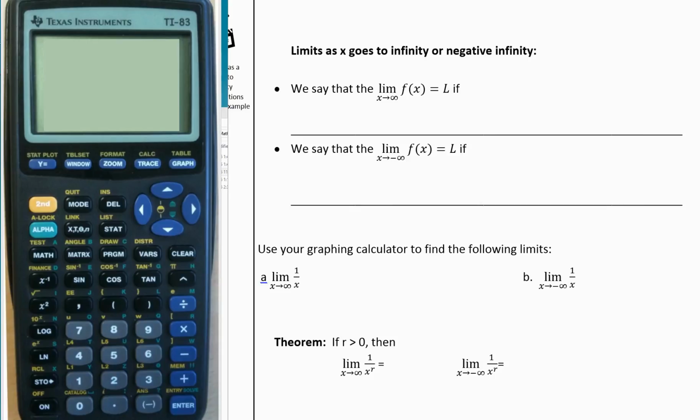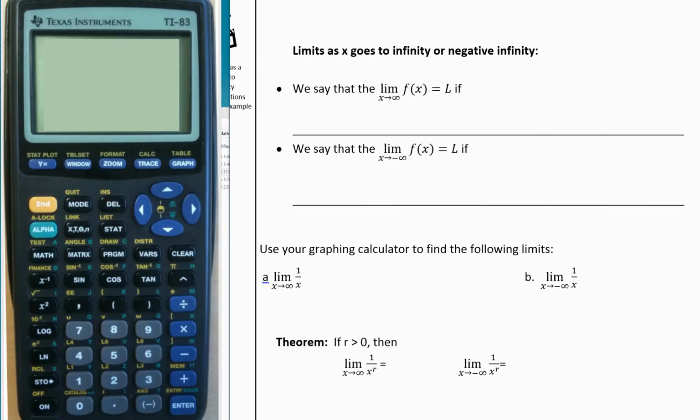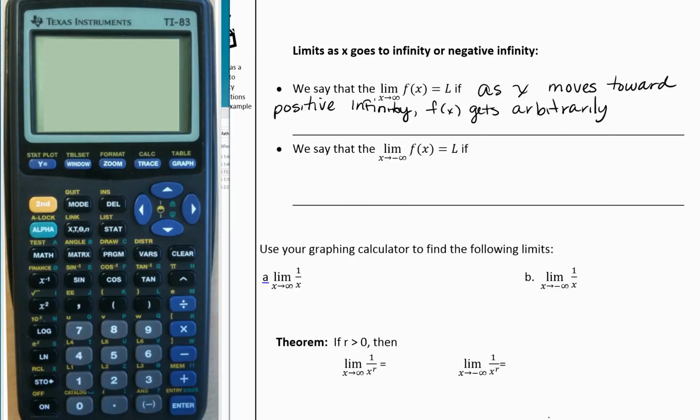Okay, so to write this out mathematically, we say that the limit of f of x as x goes to infinity equals L if, sorry, let me turn on my pen, if as x moves toward positive infinity, f of x gets arbitrarily close to L.